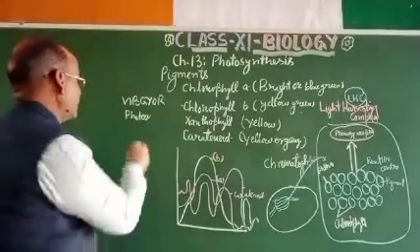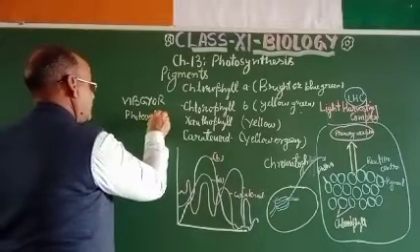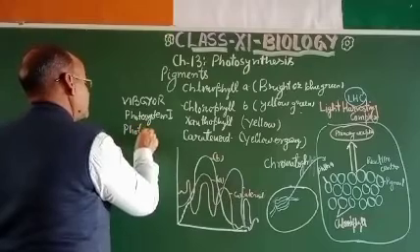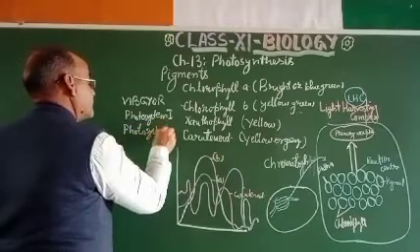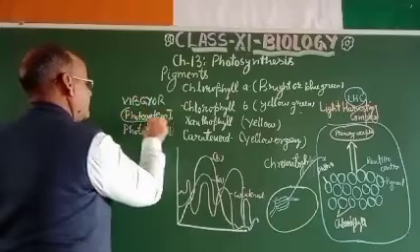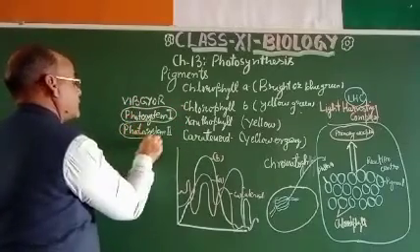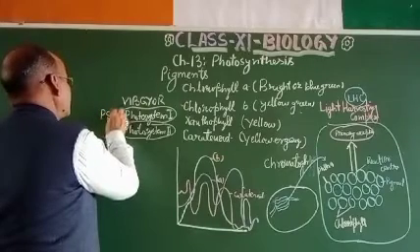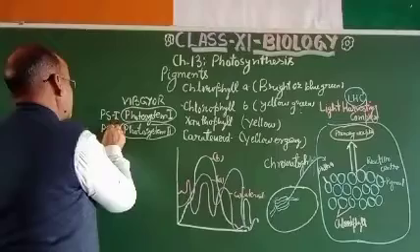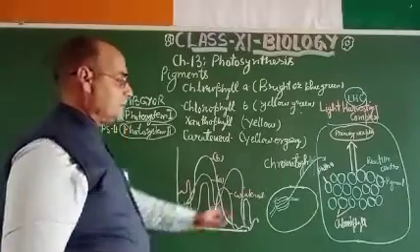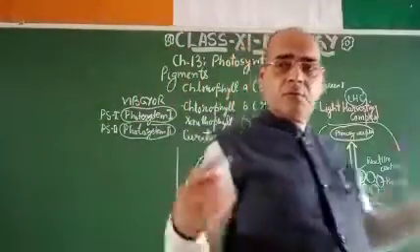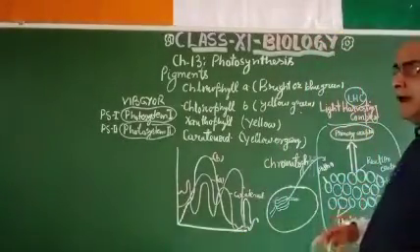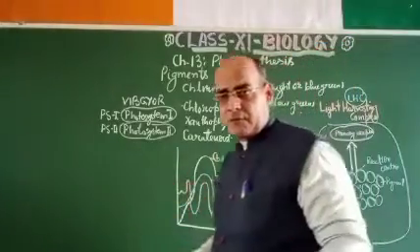There are photosystem 1, photosystem first, and photosystem second. So two systems are there. Photosystem 1 is called PS1. This will be called PS2. So suppose this is a photosystem. This photosystem is called the photosystem 1. Another photosystem will be called the photosystem 2.